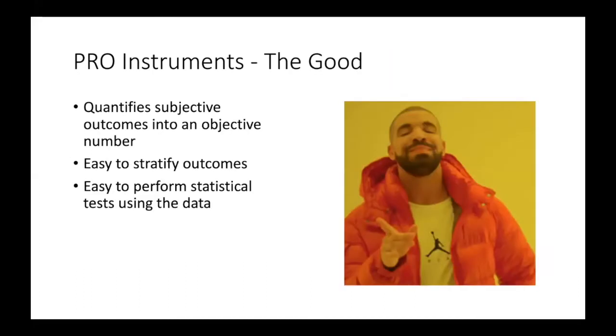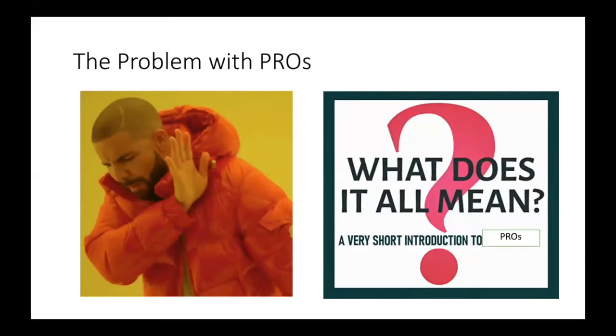The benefits of these instruments include that they allow for assessment of the patient's perceived function, symptoms, or both as a continuous variable, which makes it easy to stratify outcomes and perform statistical tests. The problem with patient-reported outcomes instruments, however, is that they're reported as a vaguely meaningful number. For instance, we know that a QuickDASH score of 70 is supposed to represent a patient with a greater degree of disability than a patient with a QuickDASH score of 50. But what does this actually mean? The first patient would never describe their outcome in terms of their QuickDASH score.